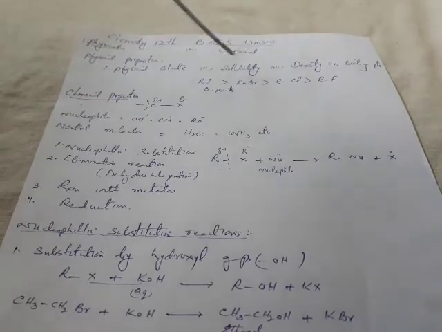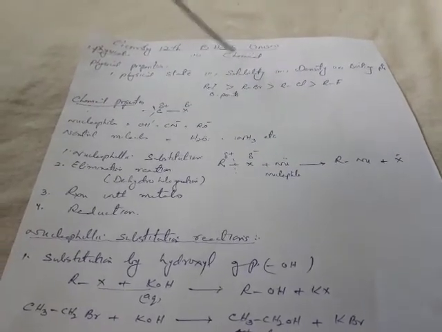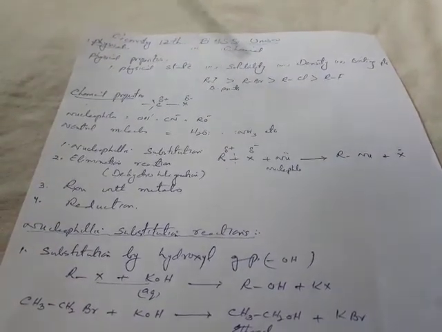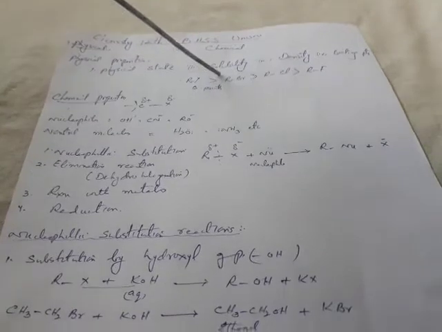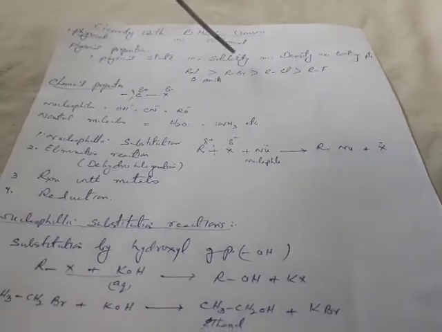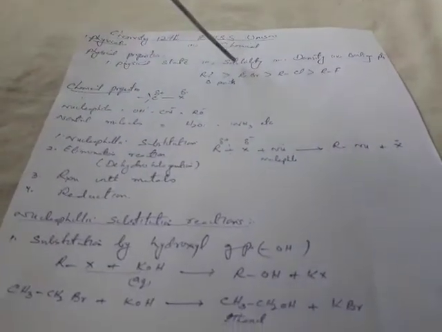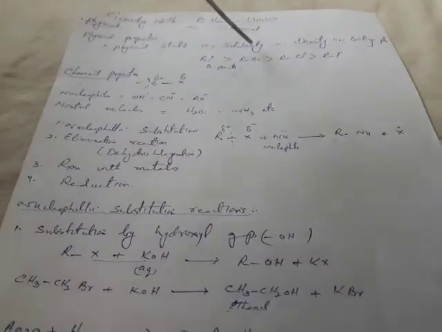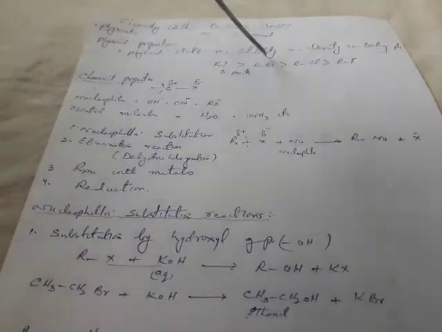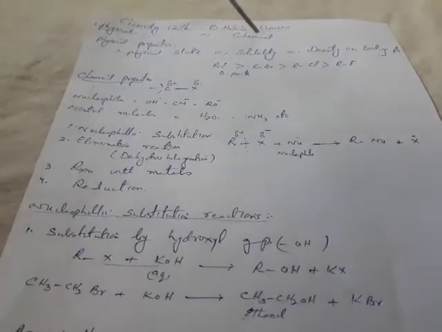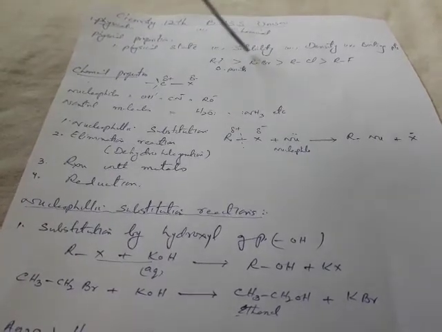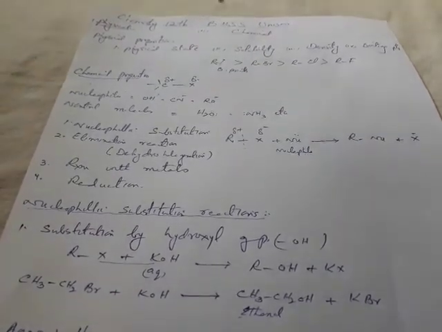Then as far as the solubility of these alkyl halides is concerned, these are insoluble in water. This is due to the lack of hydrogen bonding in these alkyl halides. However, these alkyl halides are readily soluble in organic solvents, like ether, acetone, benzene, etc. So they are readily soluble in organic solvents, being organic in nature.